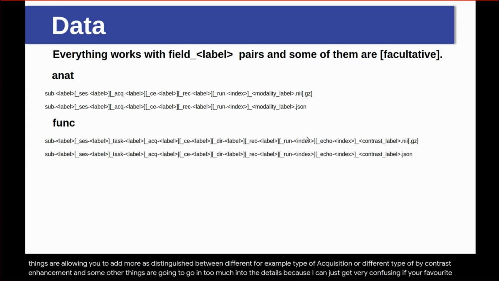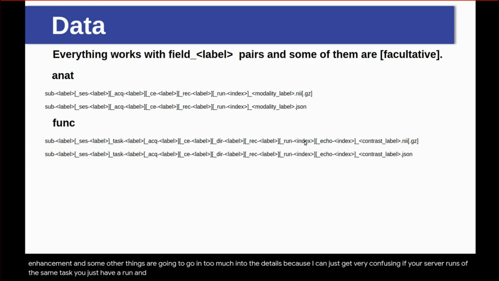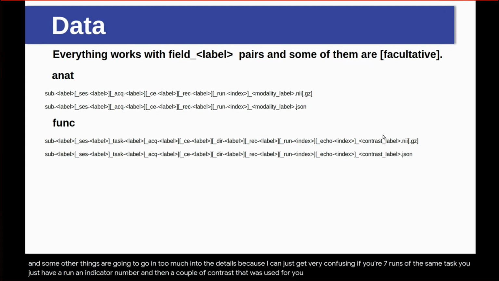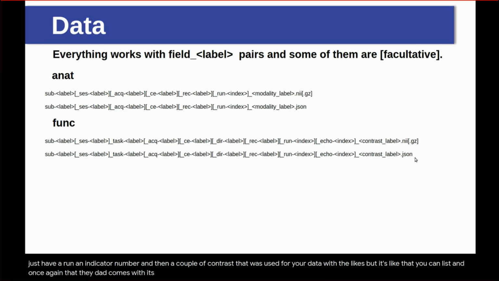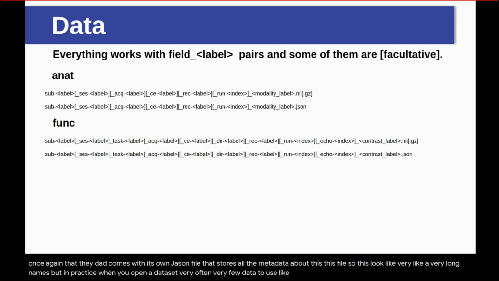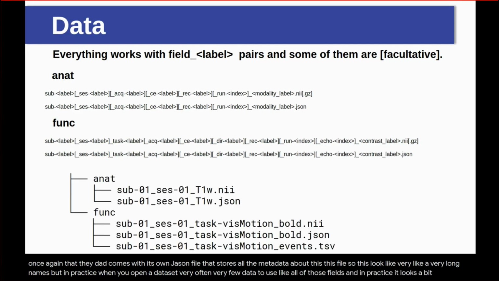If you have several runs of the same task, you just have a run label and then indicate the number. And then the type of contrast that was used for your functional data, whether it's BOLD or CBV, and there are a couple of others that you can list. And once again, that data comes with its own JSON file that stores all the metadata about this file. So this looks like very long names, but in practice, when you open a data set, very few data sets actually use all of those fields. In practice, it looks a bit smaller, just like this, for example.